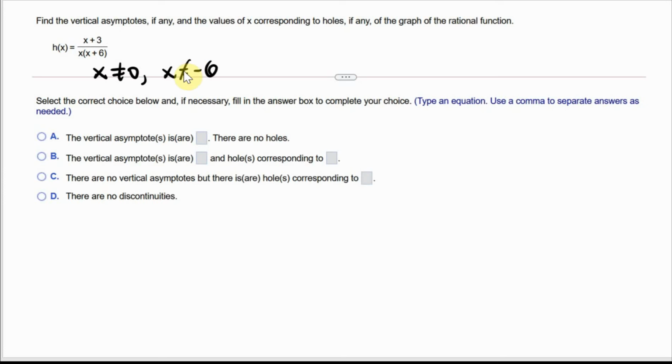And so we have two values here. Remember, we call these the vertical asymptotes. So we have vertical asymptotes x equals 0 and also x equal to -6. So you're going to put that in there, you're going to type that x equal to 0 and then x equal to -6.